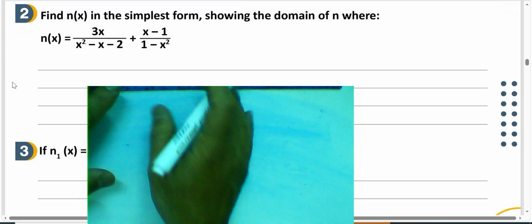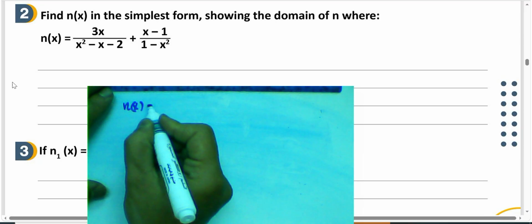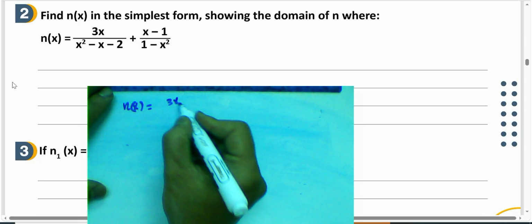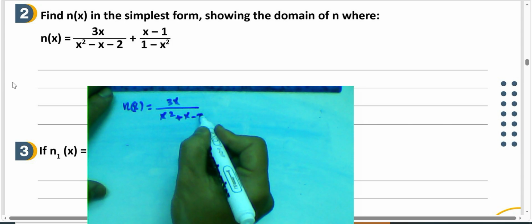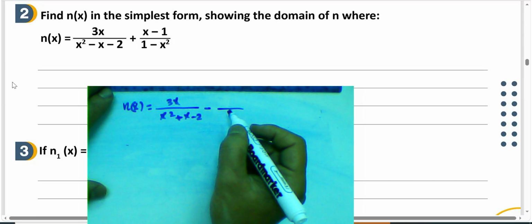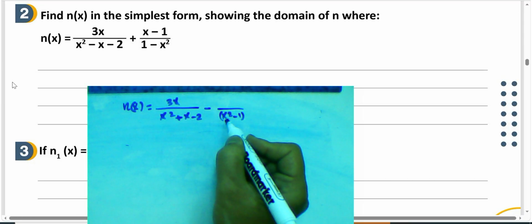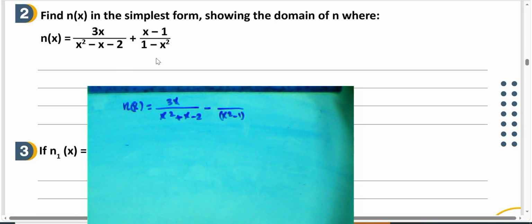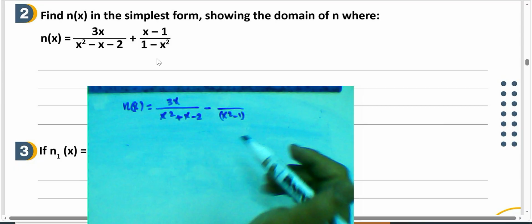Find n of x in simplest form and then find the domain. We have n of x equivalent to 3x over x power 2 plus x minus 2. We can write here negative in the numerator and rewrite x power 2 minus 1. Okay, change the sign by writing negative 1 as a factor between the two terms, negative, positive, negative, and up x minus 1.